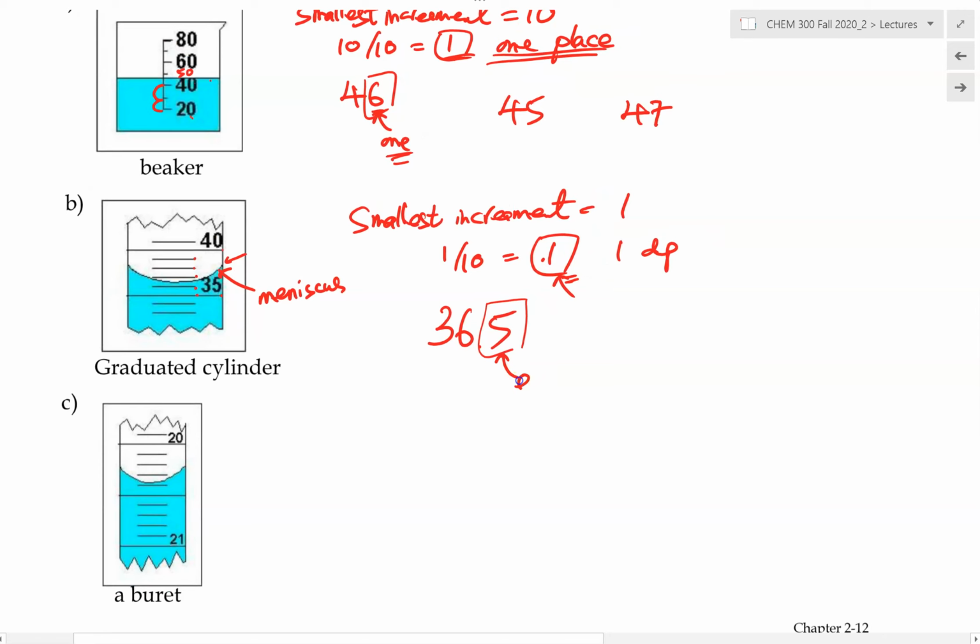Because this is the estimated digit right here, we are trying our best to estimate this, and our estimate can be wrong sometimes, right? So the range of what is acceptable is that this value can vary, whereas it can be 1 higher or 1 lower. So any value anywhere between 36.4 to 36.6 would be acceptable.